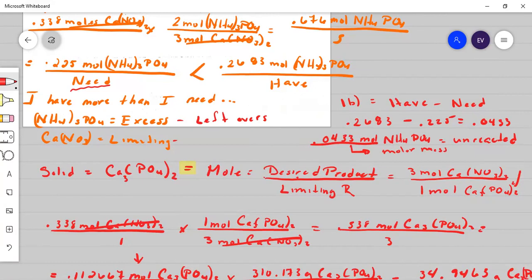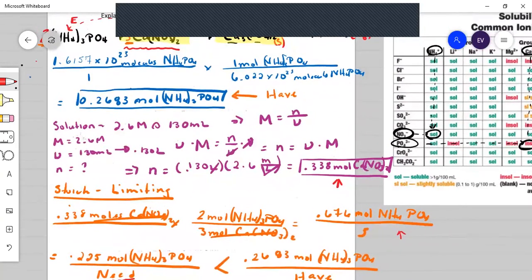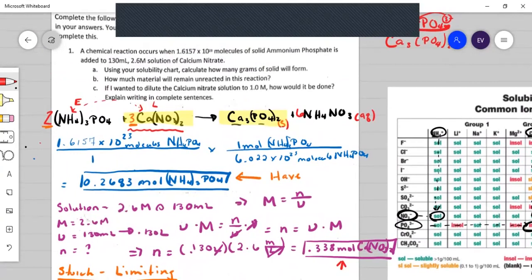Okay, using molar mass, you convert that amount to grams. Now, if you did it the other way, where you calculated the mole and a half of the calcium nitrate, then you would have to go back and do this calculation here to calculate the mole and a half of the ammonium phosphate. But in this case, it just happened to work out that I already had the mole and a half. So it worked out pretty good for me. That was unintentional. I didn't plan that ahead. It just kind of worked out that way.